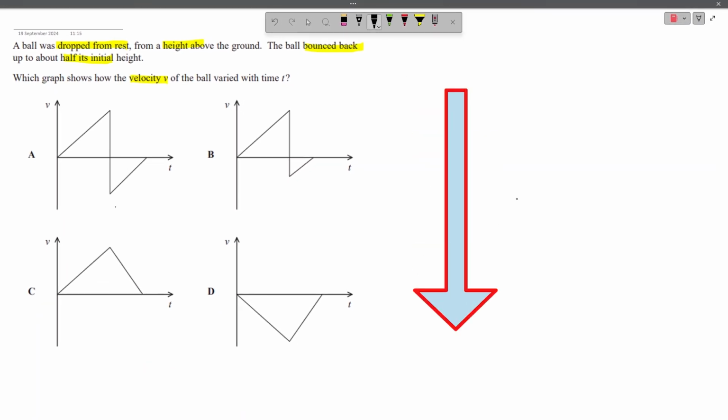Well, since the ball is falling and then rising, we can obviously say that its direction is changing, and of course velocity being a vector, that means that we're going to have to look for a graph that has both positive and negative values of velocity. Clearly that rules out graph C and graph D, because both of those graphs only show one sign of velocity, in other words travelling in the same direction.